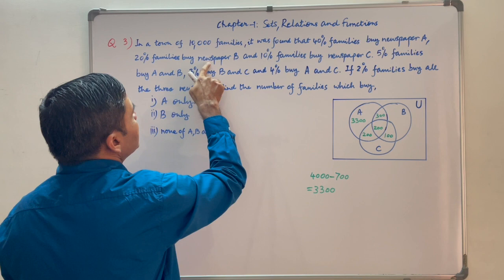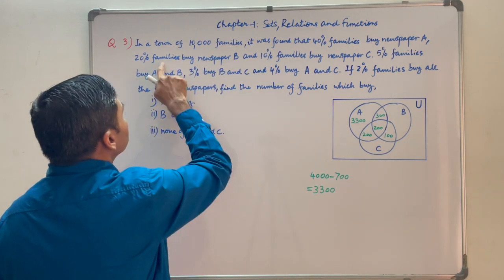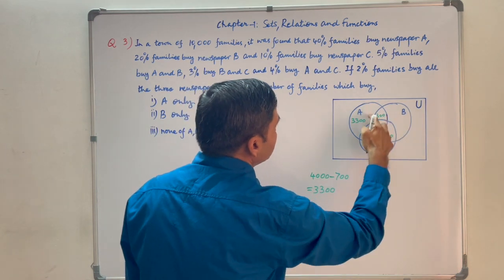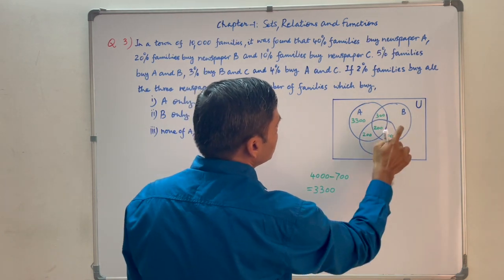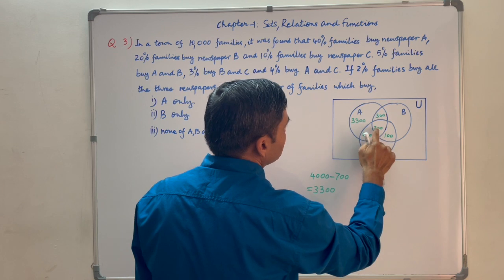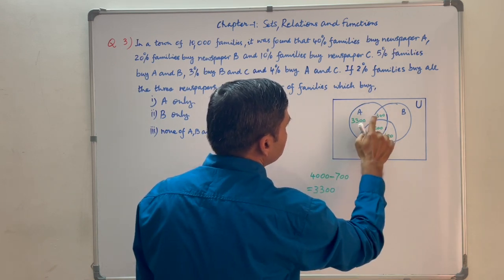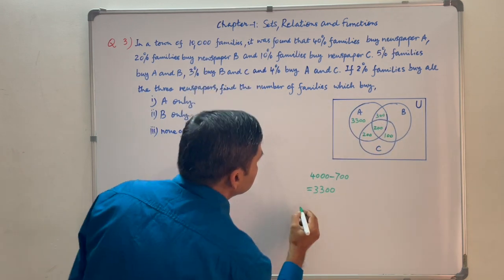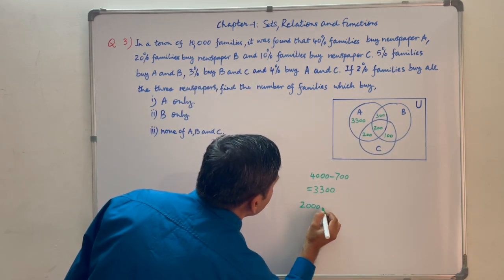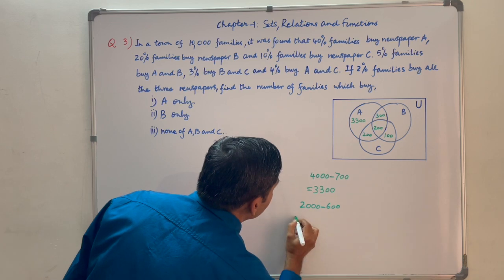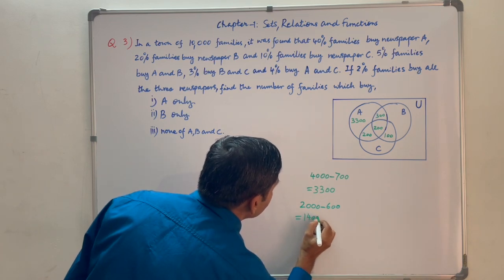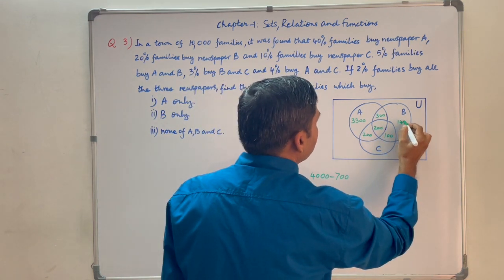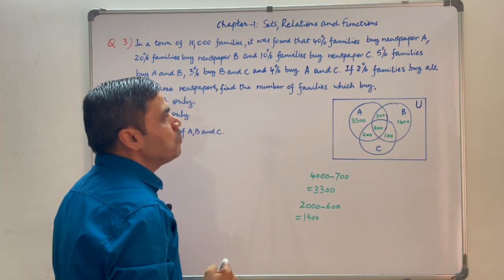Now, 20% families buy newspaper B. 20% of 10,000 will be 2,000, means this whole area will be 2,000. So 2,000 minus 300 plus 200 plus 100, means 3 plus 2, 5 plus 1, 600. So 2,000 minus 600, that will be equal to 1,400. So 1,400 families buy only newspaper B.